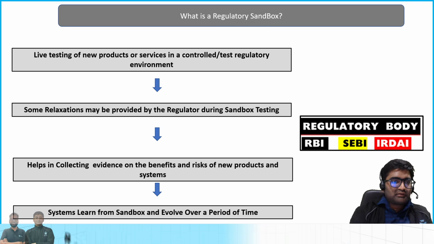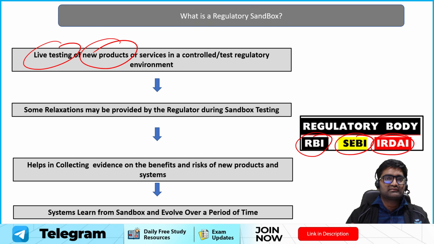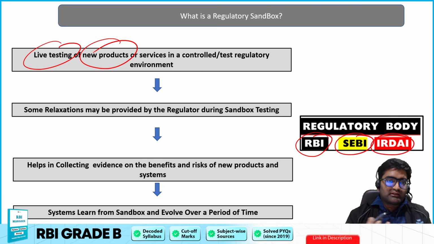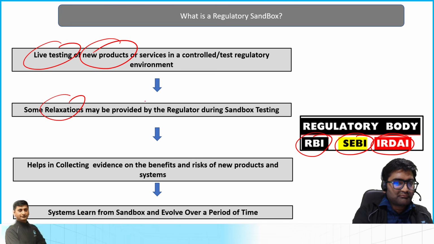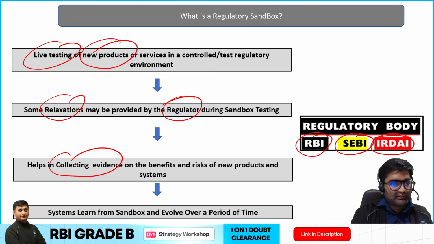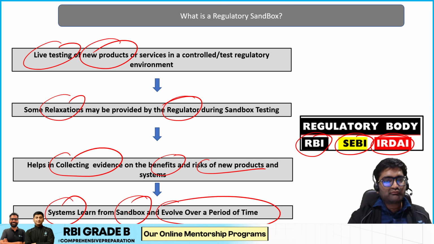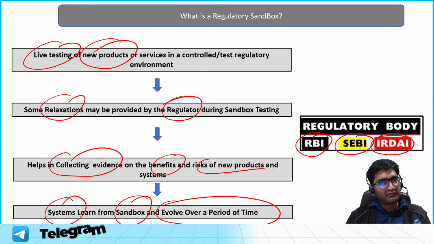What is a regulatory sandbox? Live testing of new products is done, as I already told you. Regulatory, in the sense RBI, SEBI, IRDAI rules and regulations are actually simplified, or we can say some of the rules and regulations are bypassed also, so as to test the products and then later on take it into the public domain with full regulations. Some relaxations may be provided by the regulator, which helps in collecting evidence on the benefits and risks that this product actually brings in. Systems learn from the sandbox and evolve over a period of time what rules and regulations have to be built with respect to this particular new kind of product.